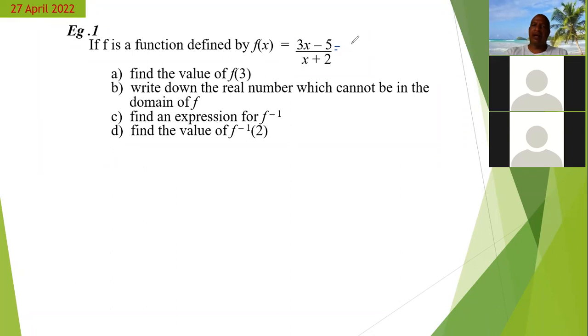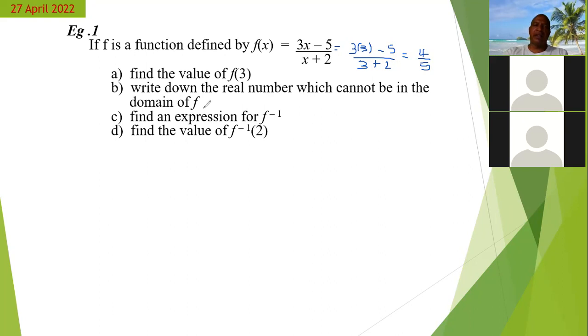And A would be simply to substitute 3 where the x is: 4 over 5. So we will have 3 times bracket 3 minus 5 over 3 plus 2. And so we will get 4 over 5. All right, so that was the first part.